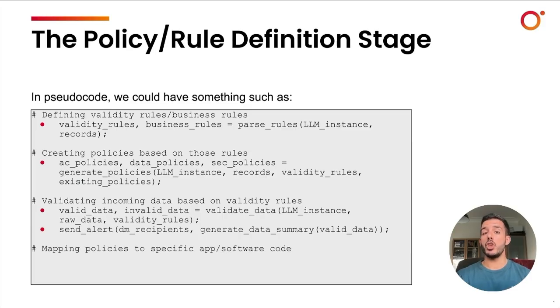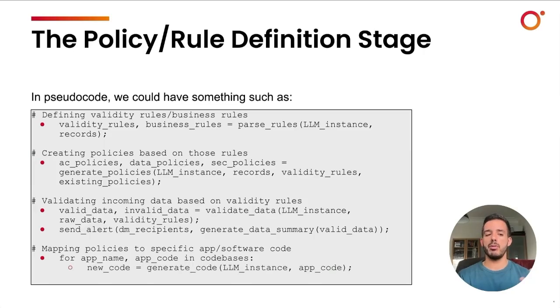And then mapping the general policies that we've created above to specific applications or software code, right? So if we have a list of applications or code bases, then we would simply take the LLM instance and the application code and adapt the policy to that code. In this case, I did not even use the policy as an argument to this pseudo function, but I should have, right? It should take into account the LLM, the target code base, and the specific policy that we want to convert, right? For example, a data retention policy, or maybe we are applying all of them here.